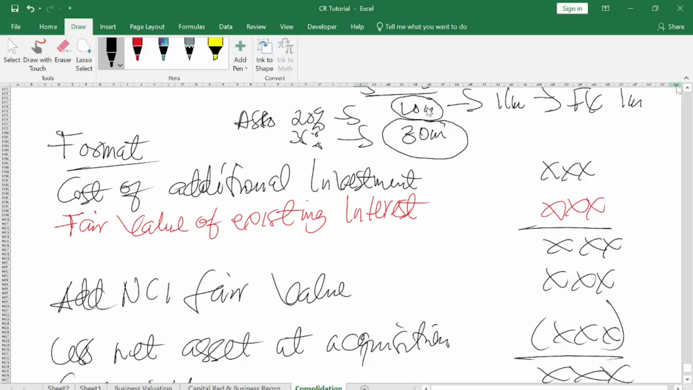Of the company, you bought it at 10 million. Maybe the company has evolved and your investment has increased to 11 million. You understand? So the 11 million, you treat it here. What is the fair value of existing interest? Then the rest, you know them.